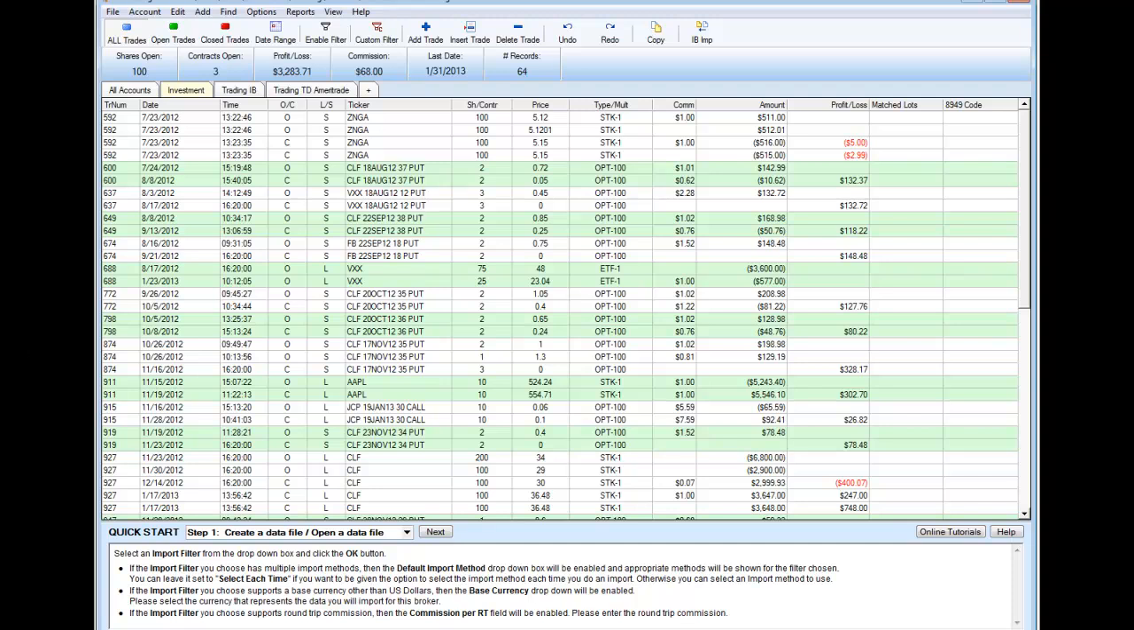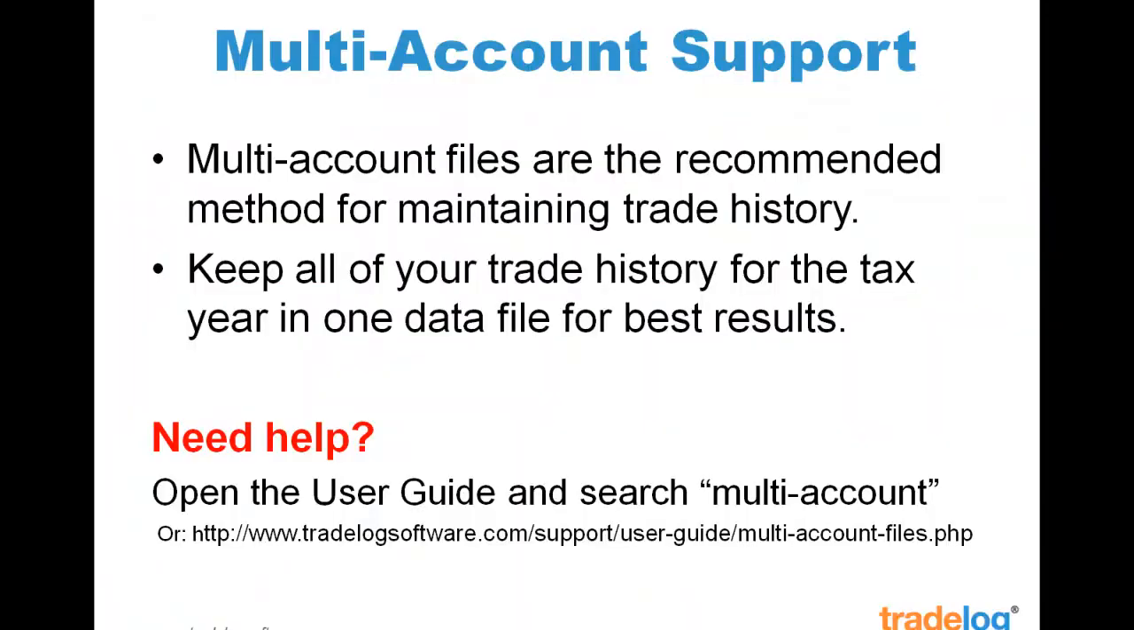A few of the things we're going to talk about later, such as support for IRA wash sales, help us to see why it's important to have this multi-account structure. So we encourage you to use the multi-account format.